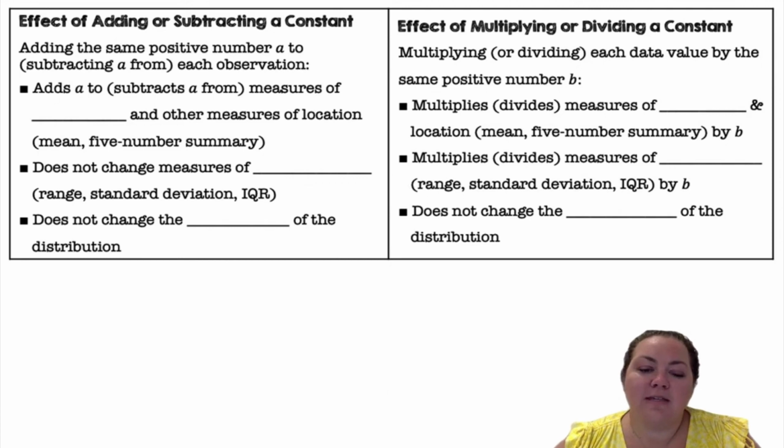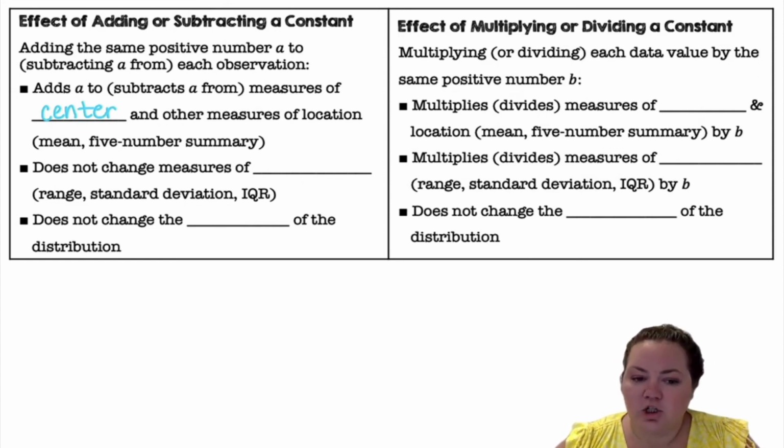If I add the same positive number, A, to or subtract A from each observation, what is it going to do to the different measures? So it's going to add a constant value to, or subtract A from, measures of center and other measures of location. All right, so the mean, the 5-number summary values, quartiles, the median, the minimum, the maximum, those values are all going to increase or decrease by that constant.